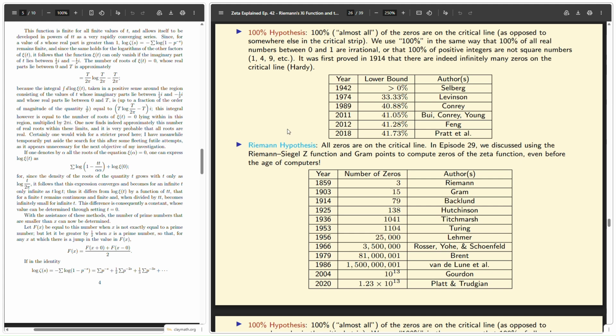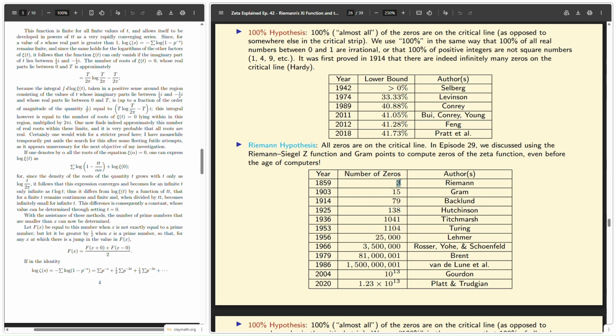Okay, and then of course we have the Riemann hypothesis. The Riemann hypothesis is much stronger than the 100% hypothesis. It says that literally all zeros are on the line. So both of the examples we used before are false at the Riemann hypothesis level. It's not true that all real numbers are irrational, just that 100% of them are. And similarly, it's not true that all positive integers are not square numbers, just that 100% of them are not square numbers. And this is a table of verification results.